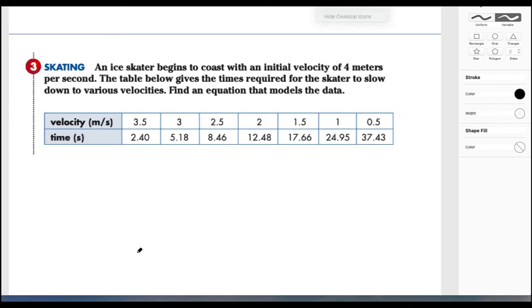So here in example 3, we have another situation where we're going to put this information in the calculator in Desmos. An ice skater begins to coast with an initial velocity of 4 meters per second. The table below gives the time required for the skater to slow down to various velocities. Find an equation that models the data. So we're going to plot this information in Desmos, and then we'll do some kind of regression.